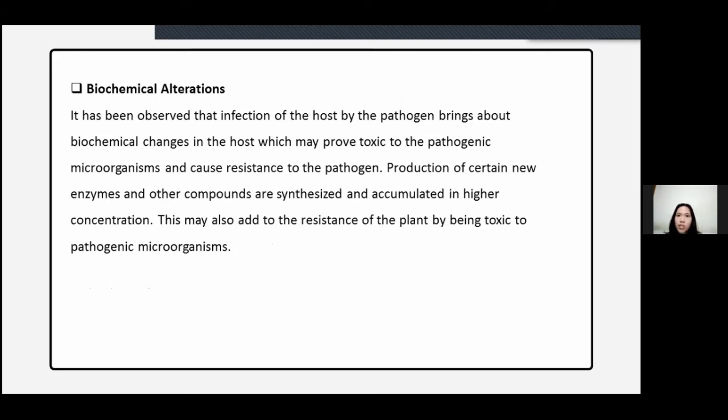And the last one is biochemical alterations. It has been observed that infection of the host by pathogens brings about biochemical changes in the host which may prove toxic to the pathogenic microorganism and cause resistance to the pathogen. Production of certain new enzymes and other compounds are synthesized and accumulated in high concentration. This may also add to the resistance of the plant by being toxic to the pathogenic microorganism.